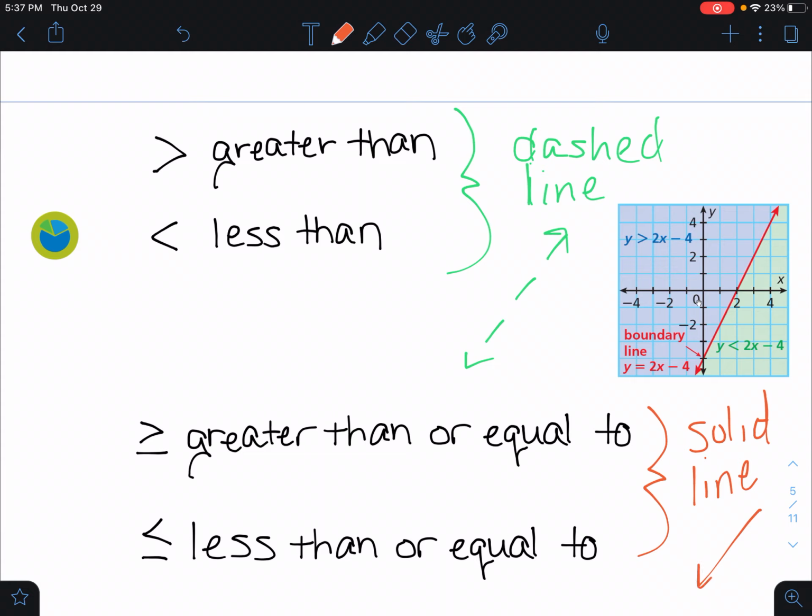Okay, so it'll just be like normal. That means all the points on that line are also included, and then you will figure out which way you need to shade.